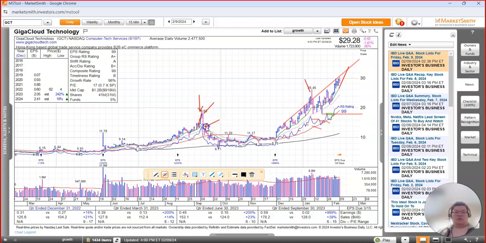So again, when you see stocks really extended, look at the 50-day, right? That's the best example. Look at how far it is from the 50-day. Even here it was this high, but this one is even higher. So the further it is from the 50-day, the higher the chance of it pulling back really strong. So something to pay attention to.